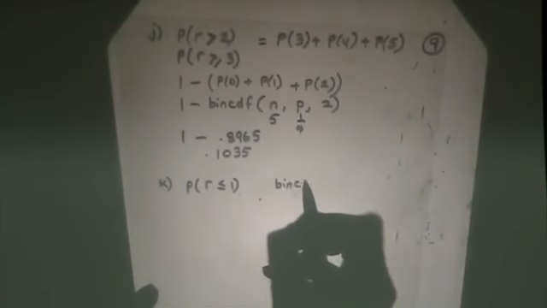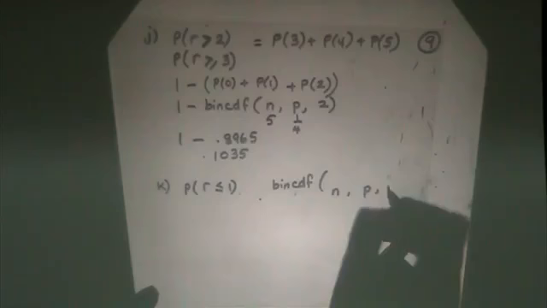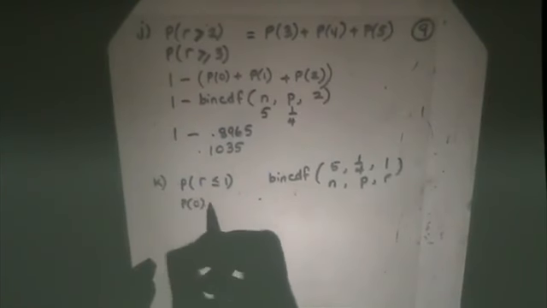Okay, part K. What is the probability that no more than 1 contracts the disease? Not more than 1 means probability R less than or equal to 1, right? Not more than 1, but 1 or none is what it's asking for. So this would just be binomial CDF of n, p, 1. So 5, comma, 1/4, comma, 1, because this is going to add probability of 0 plus probability of 1 up. It will do that work.